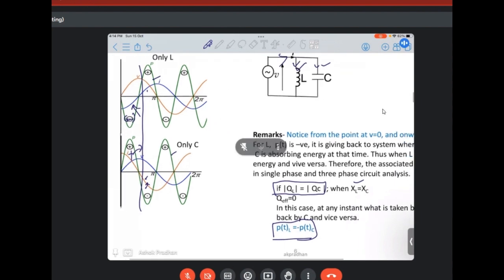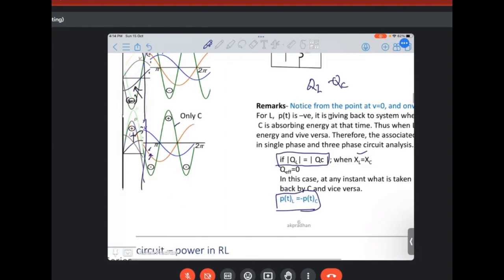That is the starting point of when you say Q and minus Q. So we say QL and QC. Why plus Q for L and minus Q for C, we will come to later on. But here we see that because they are in phase opposition always, if one is plus, the other is minus.